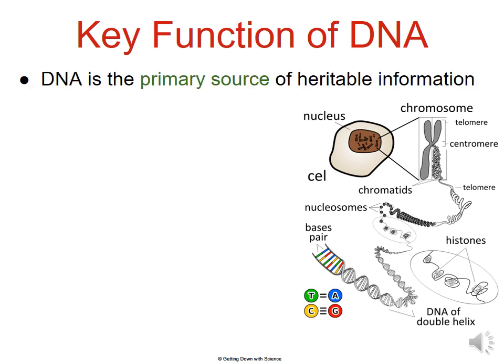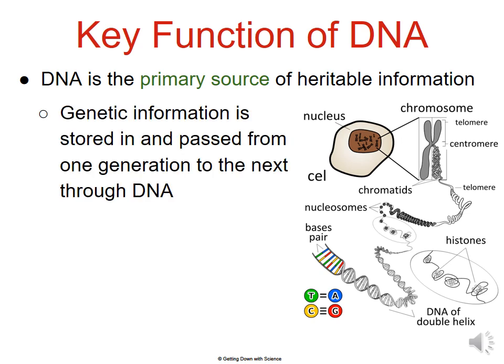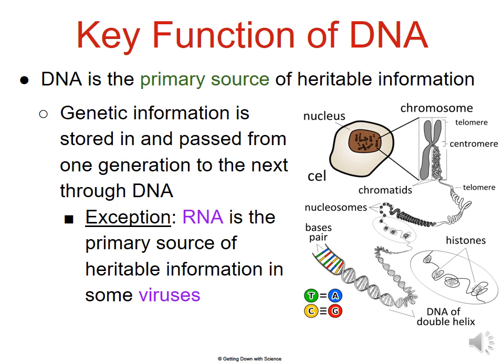So the key functions of DNA, it is, of course, the primary source of heritable information. So that genetic information is going to be stored in the DNA. It will be passed from one generation to the next through the DNA. This is the language of living things. The exception to this is that RNA is the primary source of heritable information in some specific types of viruses, like retroviruses in particular. Instead of having DNA, they will have RNA.